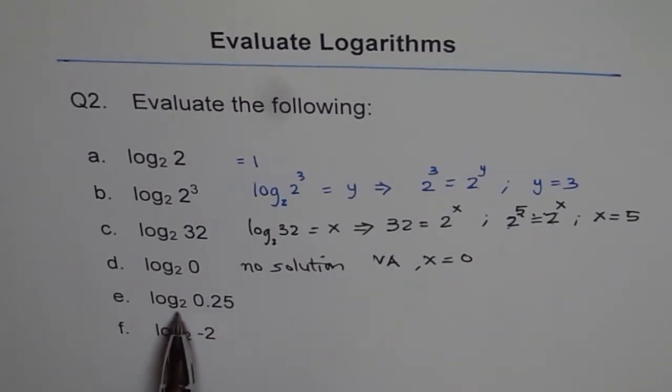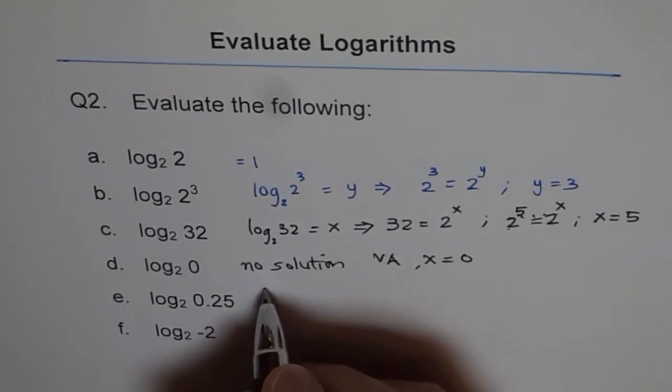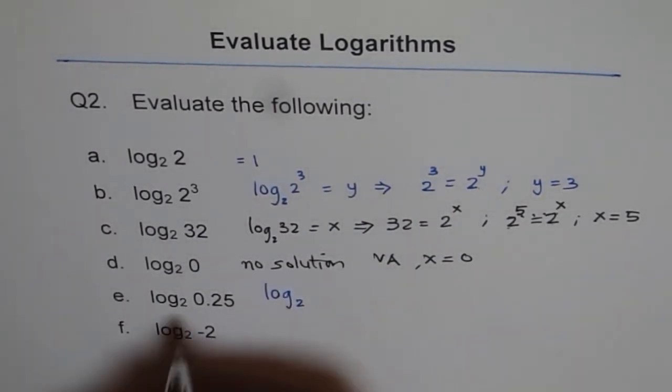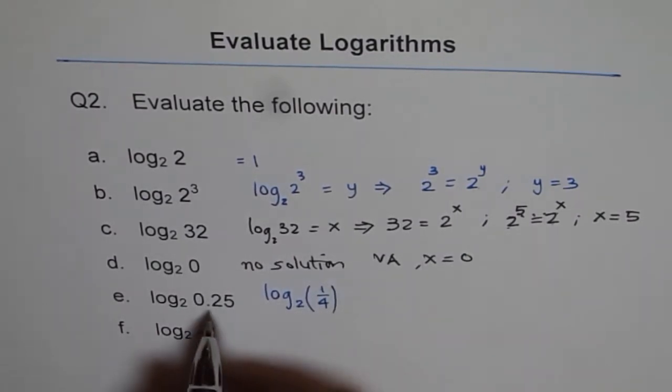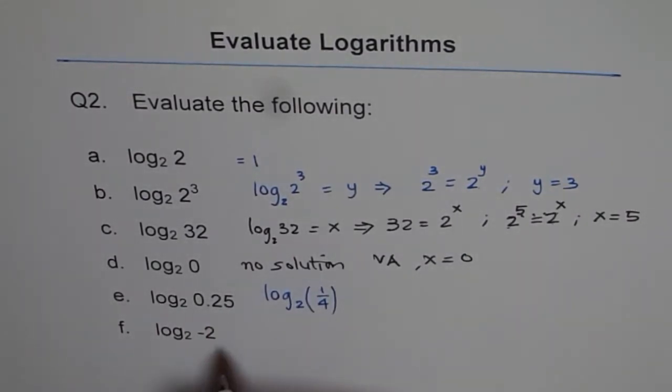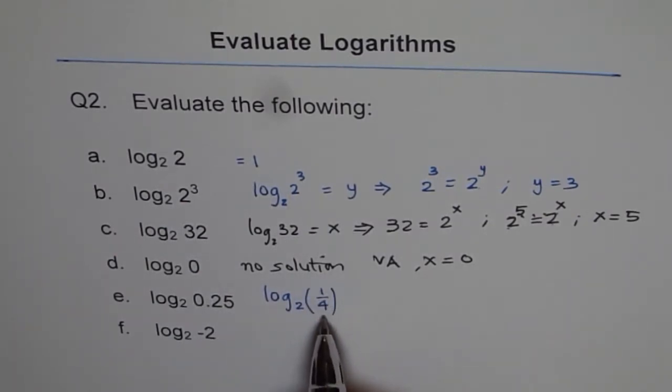When we look at log to the base 2 of 0.25, then how should we look at it? So 0.25 can be written as 1 over 4. Do you see that? That is 0.25, correct? Out of 100, we can write it as 25 over 100, right? 25 over 100 or a quarter. Do you see that? So log to the base 2 of this.